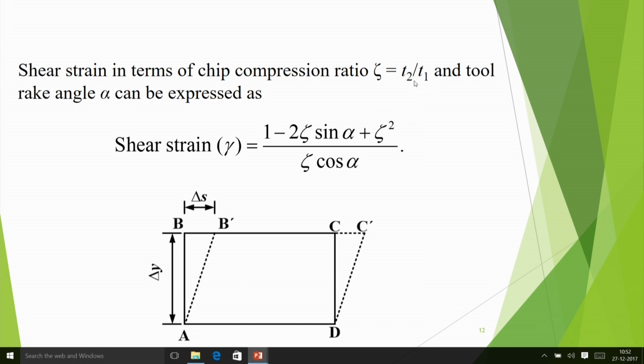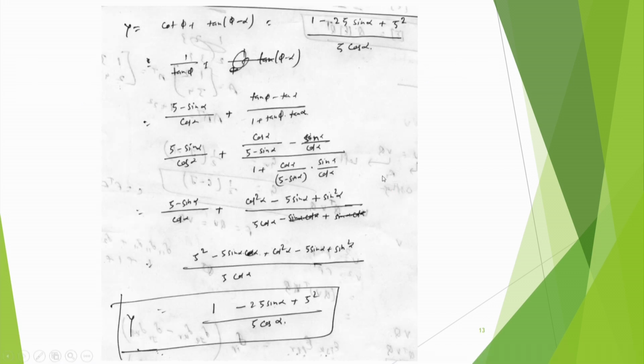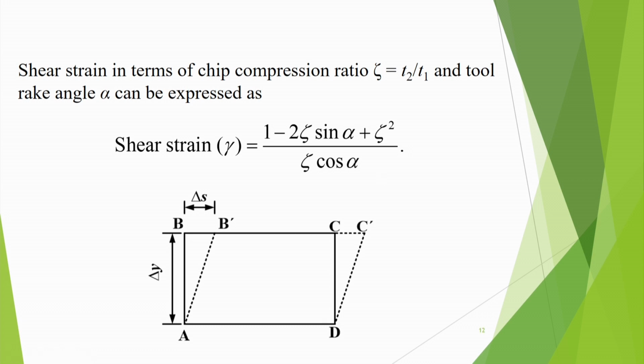Now, shear strain can also be expressed in terms of the chip compression ratio. I define the cutting ratio as T1 by T2; the chip compression ratio is exactly the reverse of that, defined as T2 by T1. Cutting ratio is always less than 1, and chip compression ratio is more than 1. Shear strain can be expressed as a function of chip compression ratio and rake angle alpha, because phi also depends on chip compression ratio and rake angle. You can easily derive this, because you already know that cutting ratio relation, which we have already shown in the previous slide.